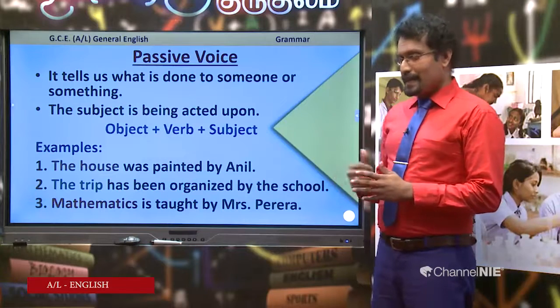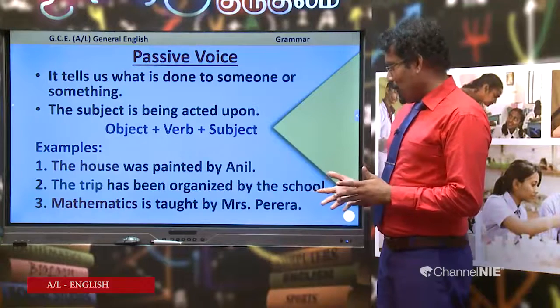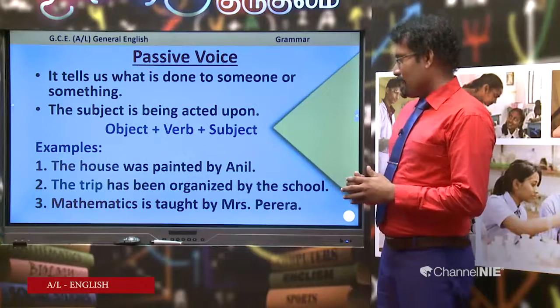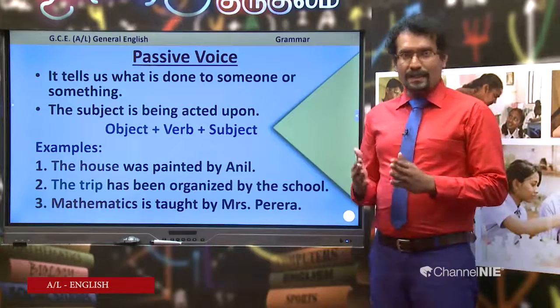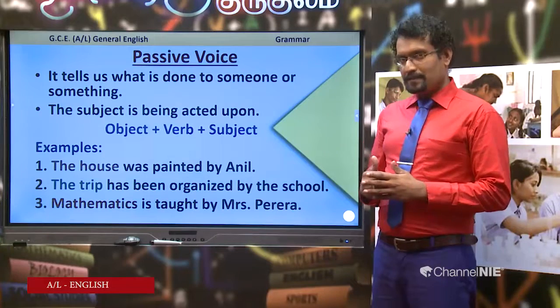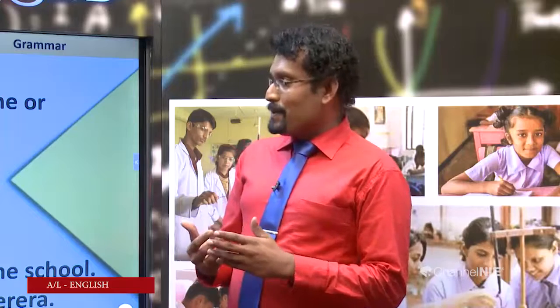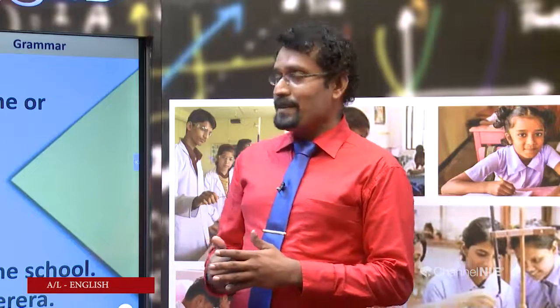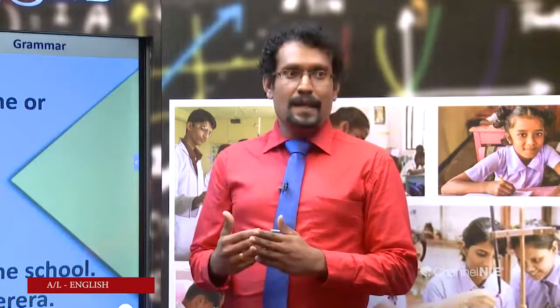Let us look at the third sentence. Mathematics is taught by Mrs. Pereira. Mathematics is the object, is taught is the verb, Mrs. Pereira is the subject. So, passive voice is about what is done to someone or something. The subject is being acted upon.